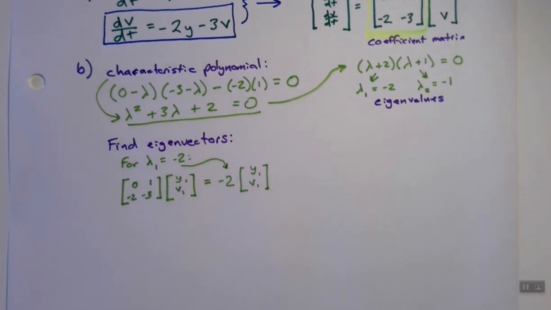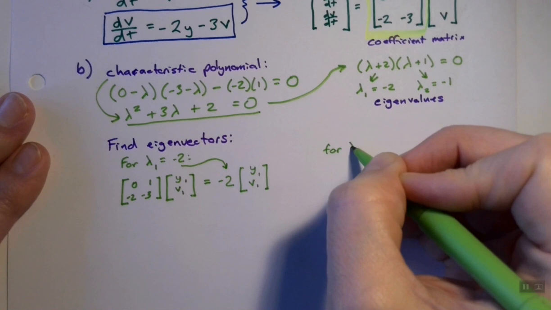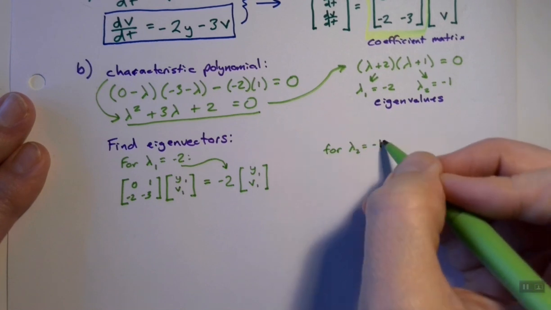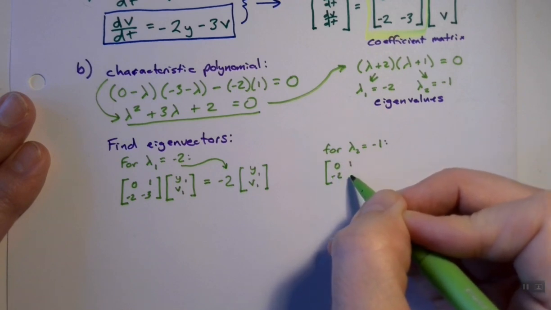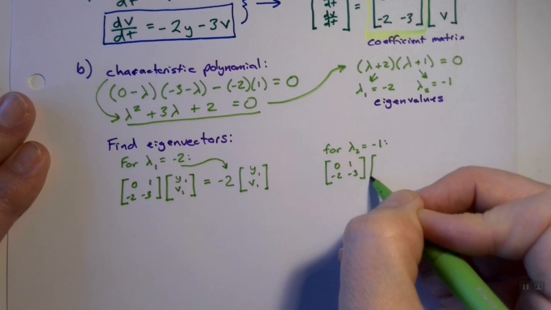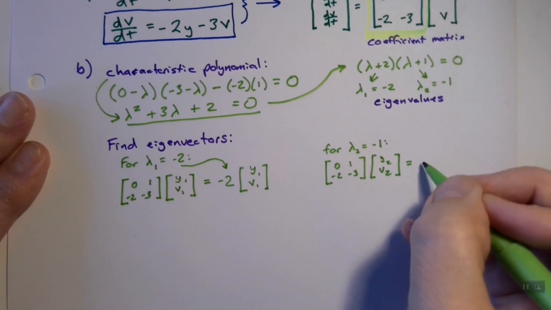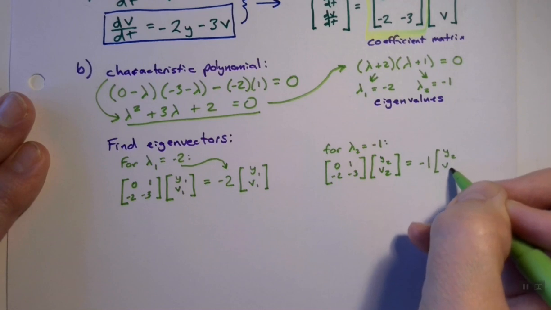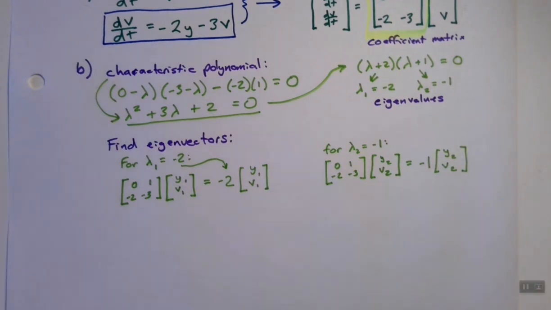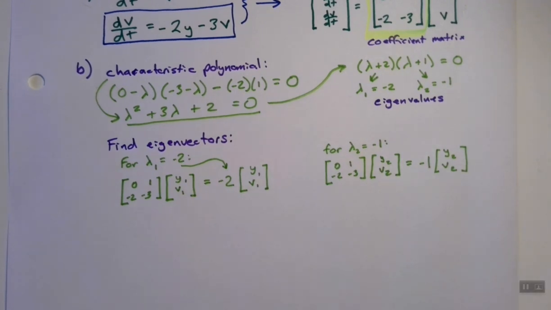And of course, we're going to do the exact same thing for lambda 2. So over here, I'm going to say for lambda 2 equals negative 1, we should be able to say that same coefficient matrix, 0, 1, negative 2, negative 3, times, in this case, y2, v2, should be equal to negative 1 times that eigenvector as well, y2, v2. You've got to be careful with these subscripts. I can't tell you how many times I've started writing y1 over here and then y2 over there, and it gets confusing, but it's bookkeeping. It's algebra, so it's a lot of bookkeeping.